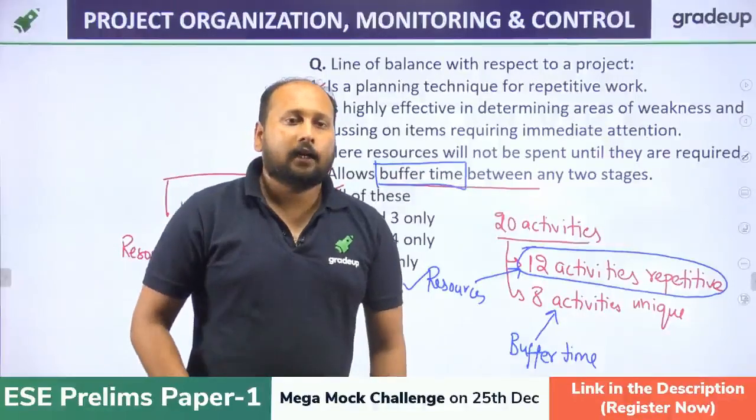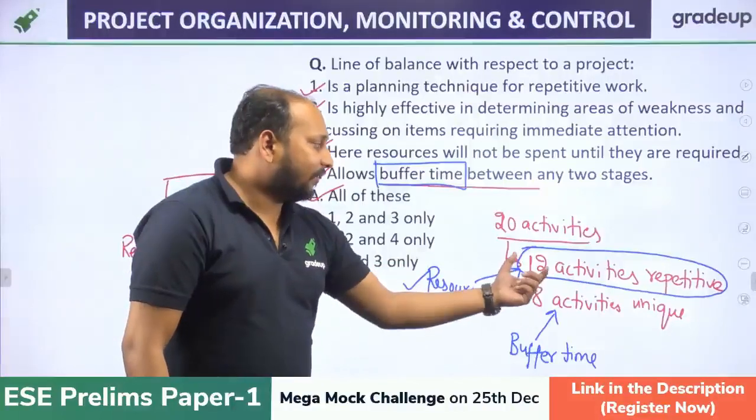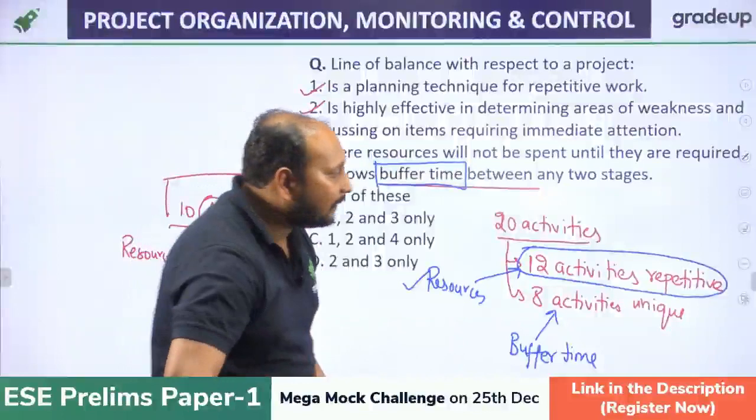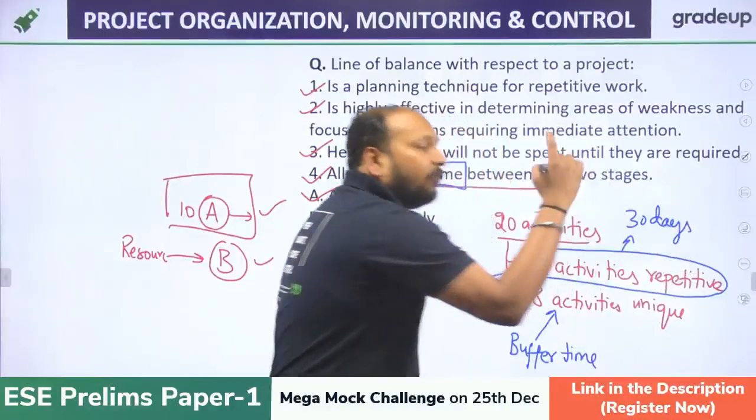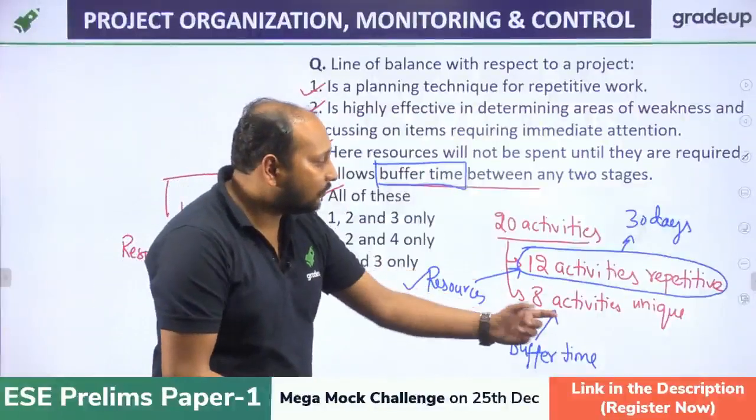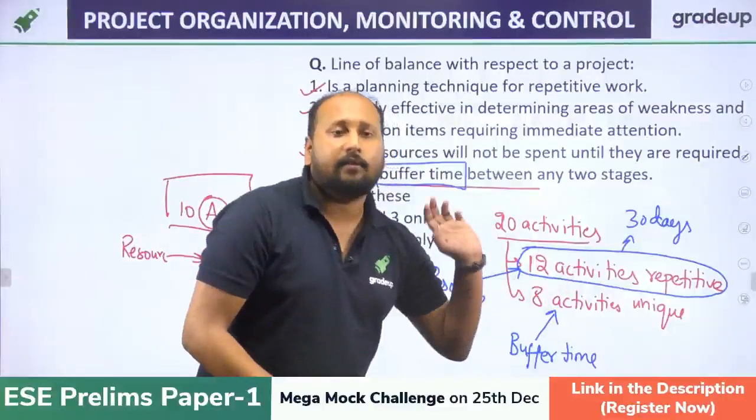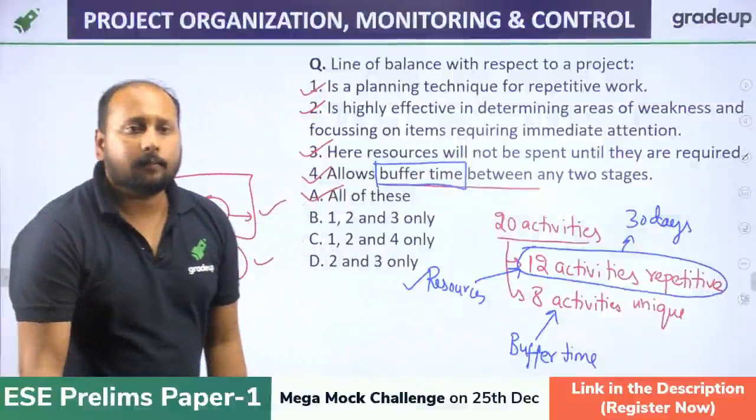Clear? Understood, Rahul? Look, of 20 activities, 12 activities are repetitive. Say these 12 activities require 30 days. So we have a buffer time of 30 days. In between the 30 days, we can procure the resources required for the 8 unique activities. So this is called buffer time between the two stages. Clear?